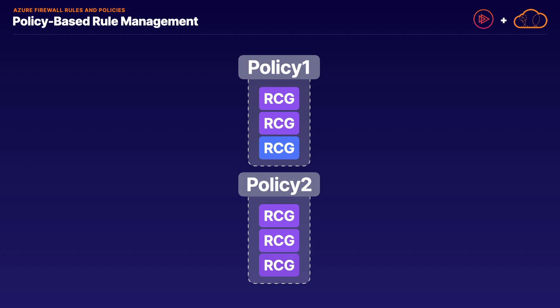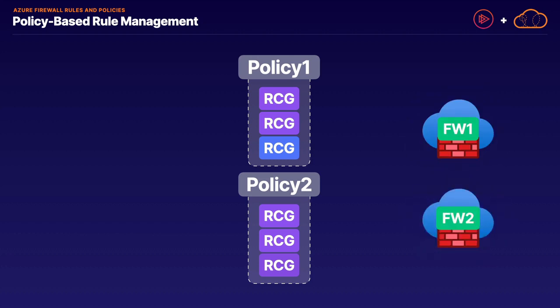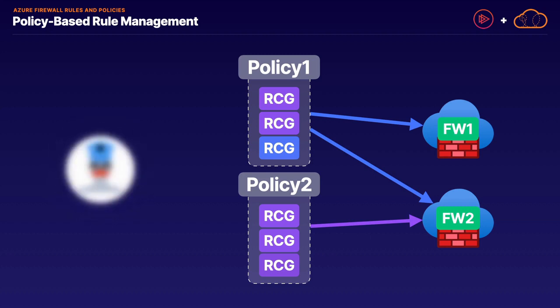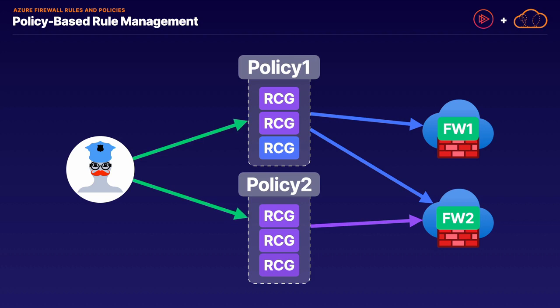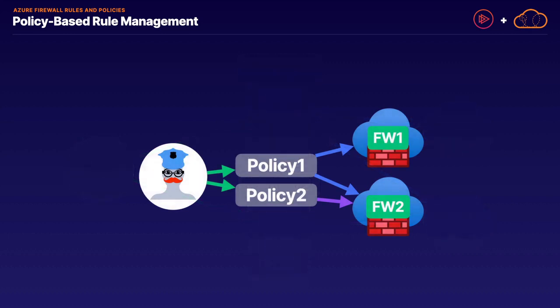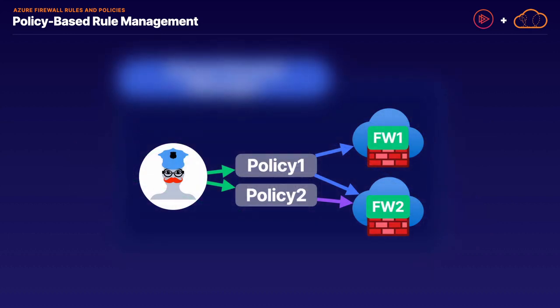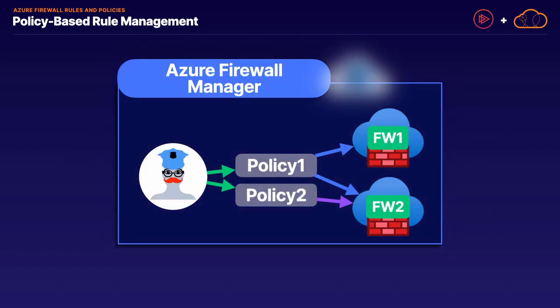And the great thing about policy-based rule management is this is abstracted away from our firewalls. So we could say we want to apply policy 1 to firewall 1 and firewall 2, and we want to apply policy 2 to firewall 2. And this allows us to administer our policies more easily, so that we can control the rules separately from the firewall resource. And all of this is possible through the use of Azure Firewall Manager, which is our global resource for administering our policies and our Azure Firewall resources.